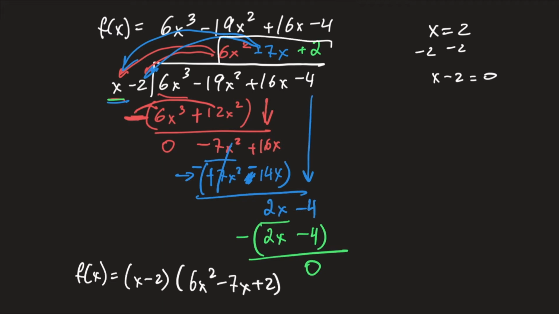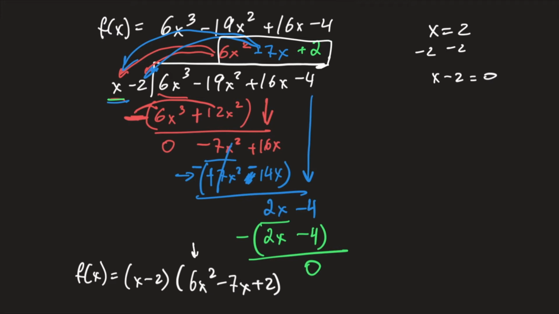This polynomial here has a special name. It's called the depressed polynomial. It's not depressed because it's very sad. It's simply depressed because it's 1 degree less than what our original polynomial was. Another thing you could notice is that now this polynomial became a quadratic polynomial.